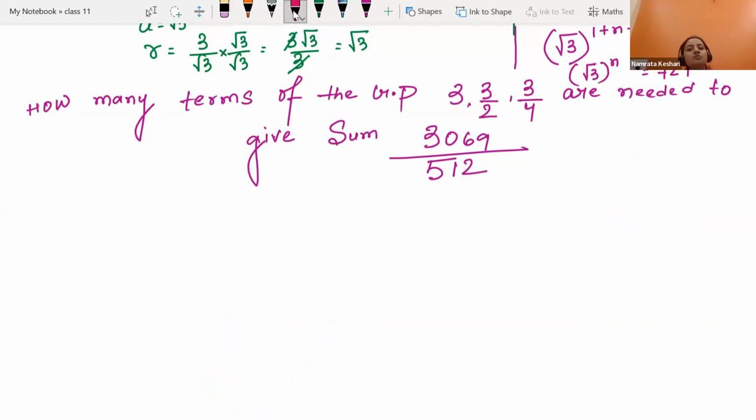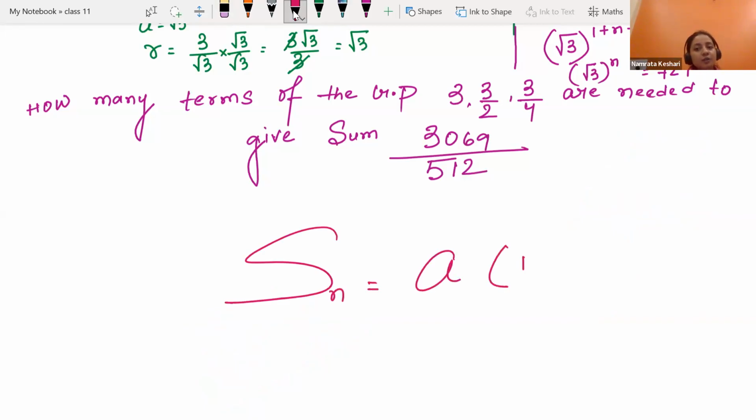How many terms of this GP are needed to give the sum? Sum means, do we need to use the sum formula? Of course, we do need to use the sum formula, that is a into 1 minus r to the power n by 1 minus r. Right, Manvi? Yes, ma'am. Okay, let's do it together.